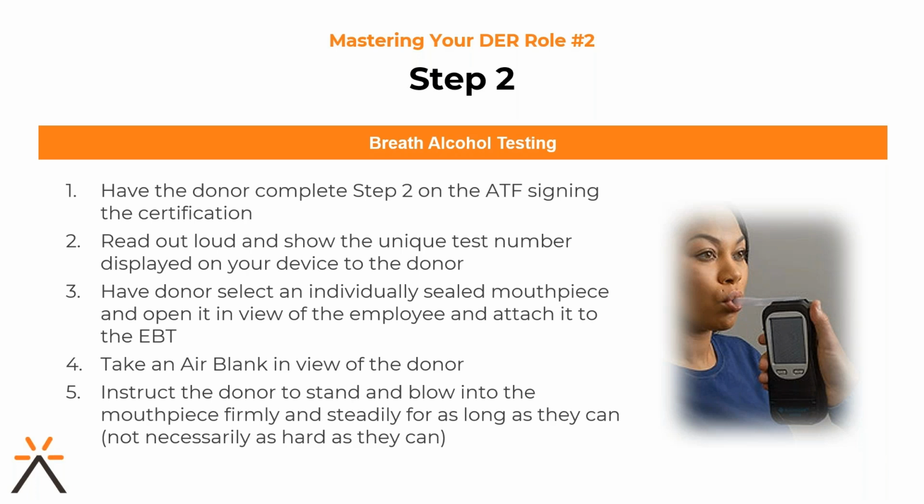Once you've looked at that number, the donor has picked their mouthpiece, your machine will do an air blank, and then some will actually show it on the form, others may not show it. And then you're going to instruct the donor to blow into the mouthpiece firmly and steady as long as they can. Now, some tips here. I would not have a donor ever hold the breath machine.